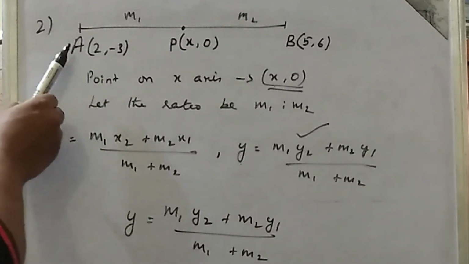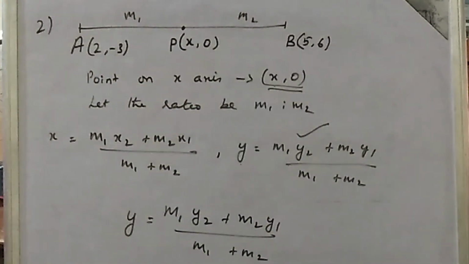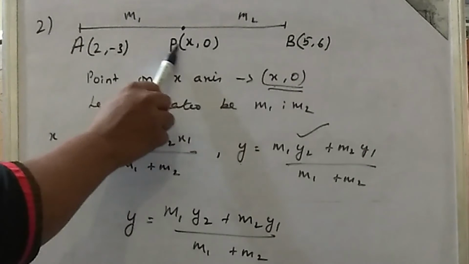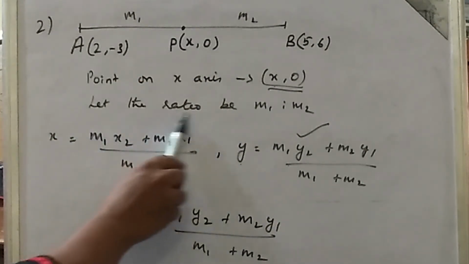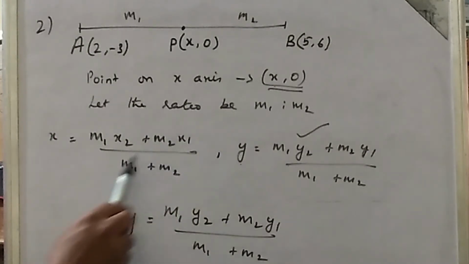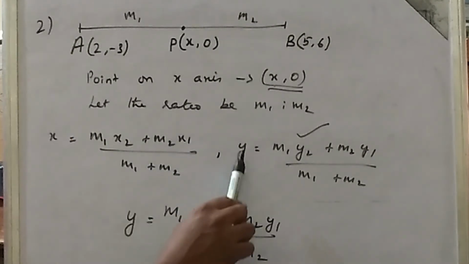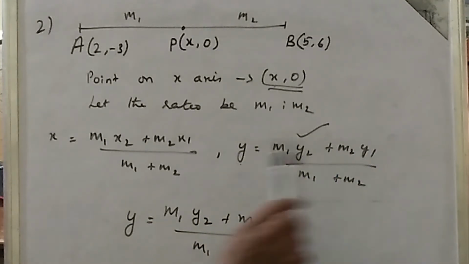So, given A (2, -3), B (5, 6) is a line. This line is divided by the point which is lying on the x-axis, divided by the x-axis. So P (x, 0) you will take. Now, let the ratio be m1 is to m2. Section formula you know: x is (m1 x2 plus m2 x1) upon (m1 plus m2), y is equal to (m1 y2 plus m2 y1) upon (m1 plus m2).